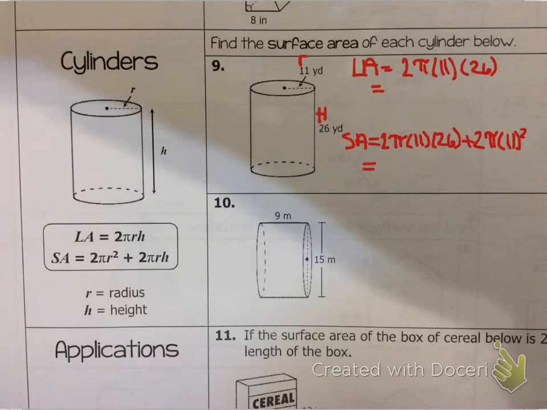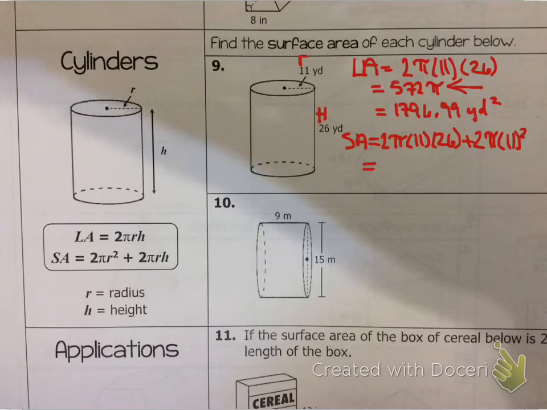If you did 2 times 11 times 26, you would get 572 pi. Then you could find that answer on the calculator. The reason I say it like that is because you can be asked to put answers in terms of pi. If so, this is your answer. If they say round to the nearest thousandth or hundredth, you could get 1,796.99, and that would work also. Square yards, go from there.